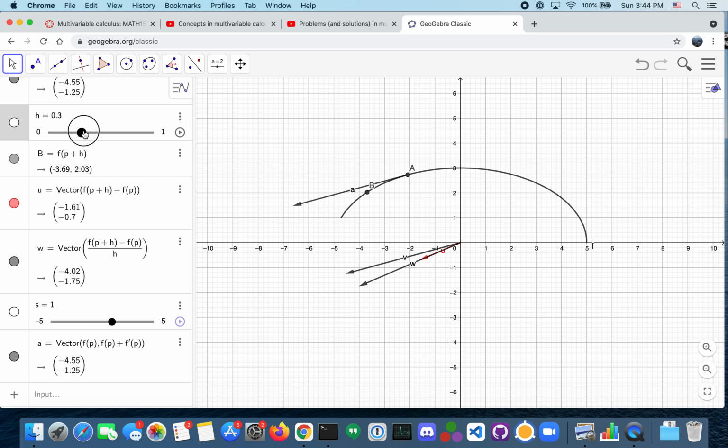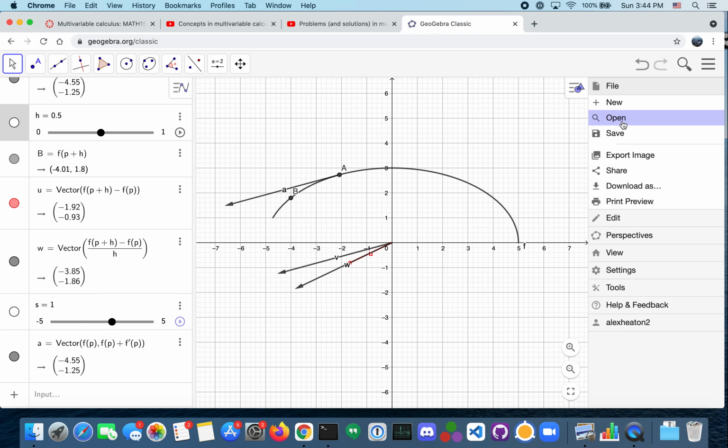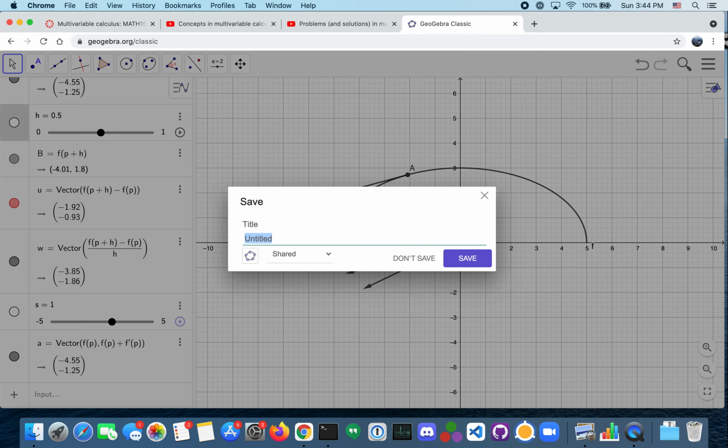Well, anyway, hopefully this was helpful. I will save this as limit definition of derivative, or maybe a velocity vector, which is a special case of the derivative, just for curves.